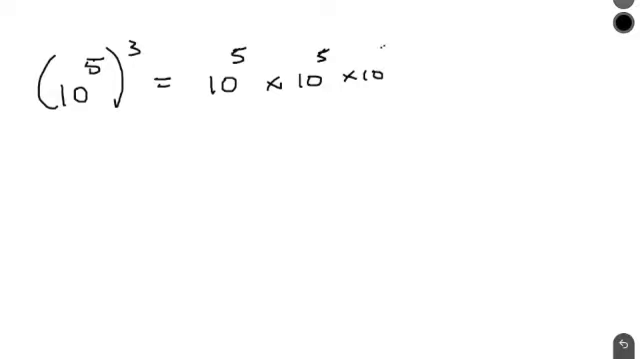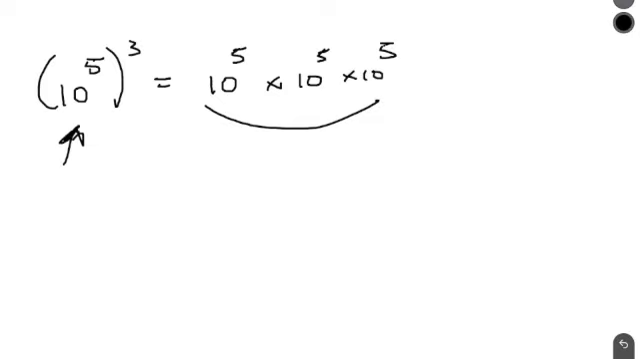If we have 10 to the power of 5, and then all of that is to the power of 3, we're saying in essence that's 10 to the power of 5 times 10 to the power of 5 times 10 to the power of 5. Why? Because our problem is telling us 10 to the power of 5 cubed. This is exactly what it means.